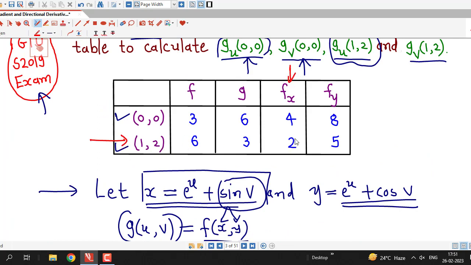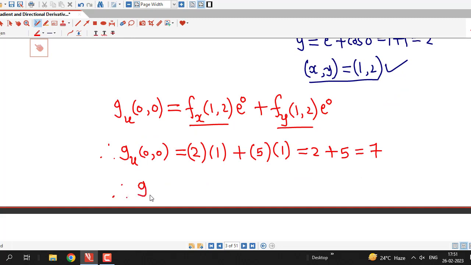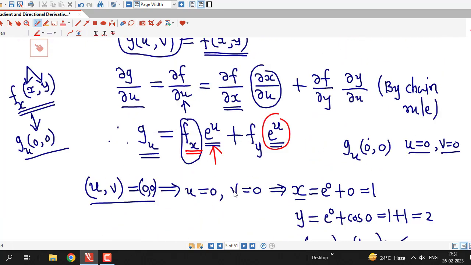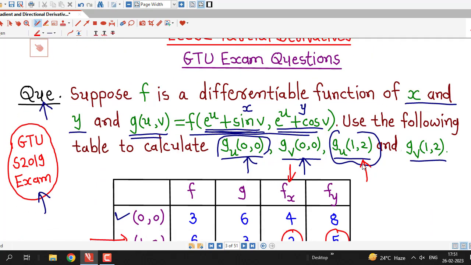So I have to look in this row, so it is 2, and del f by del y at point (1,2) is 5. Here we substitute del f by del x at point (1,2) is 2, e raised to 0 is 1, del f by del y at point (1,2) is 5, e raised to 0 is 1, so we have 2 plus 5, that is 7. So we have obtained the value of del g by del u at (0,0), and it turns out to be 7. Now we are interested in the value of del g by del u at this point (1,2).